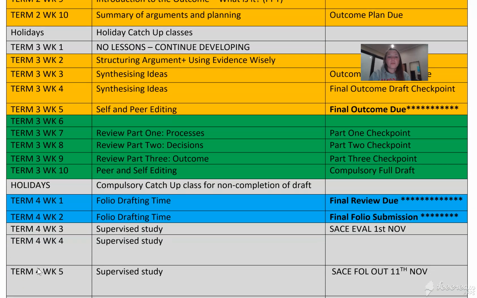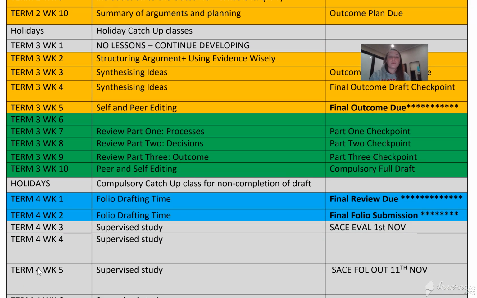In terms of our assignment, we know that we're moving into this in week 7, and you will be asked to produce a checkpoint each week, just like we did for the outcome. The difference is that it's a much more guided activity, and then you will have week 10 to be doing some peer and self-editing before your compulsory draft at the end of week 10. If you do not submit a draft, then there is a compulsory holiday class that you need to come to get back up to standard.